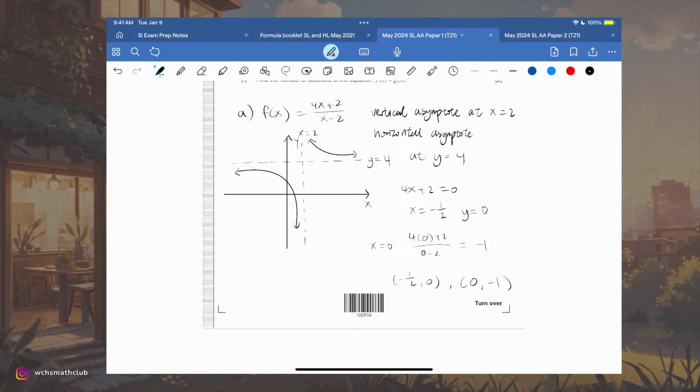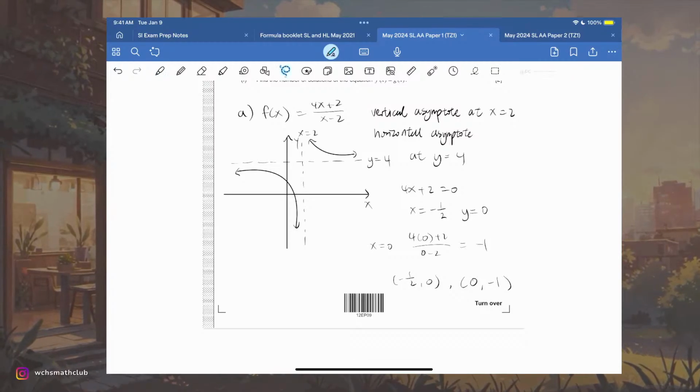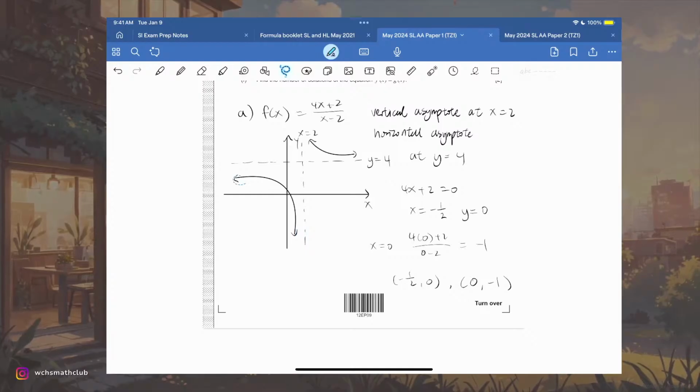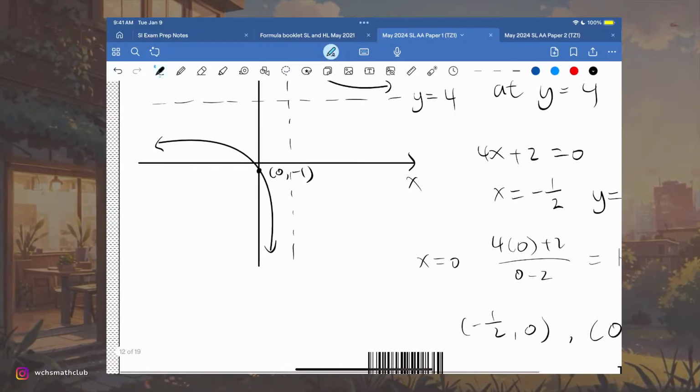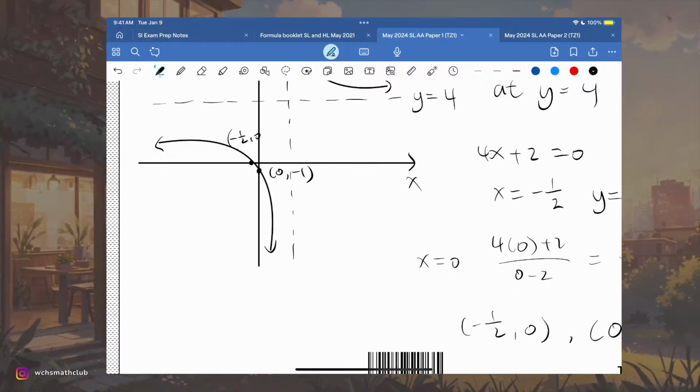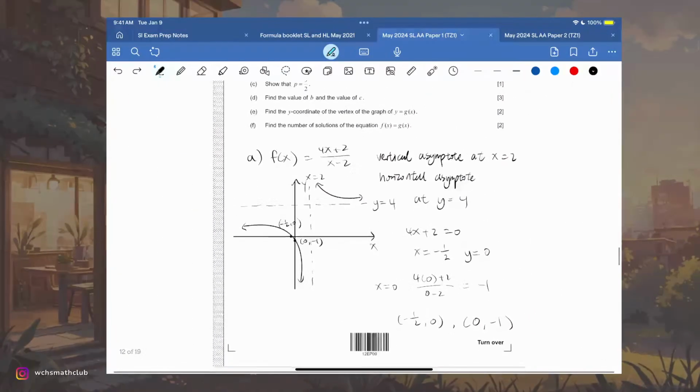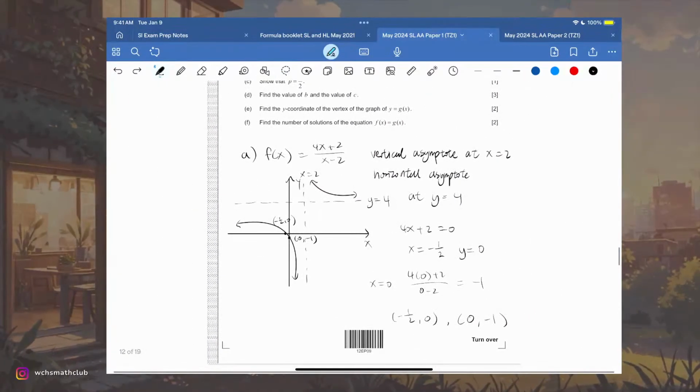(0, -1). This function should actually be moved down a little bit, like this. Okay. So we have (0, -1), and then (-1/2, 0) here. Okay, so that's part A of this question, which is with your labeled graph.